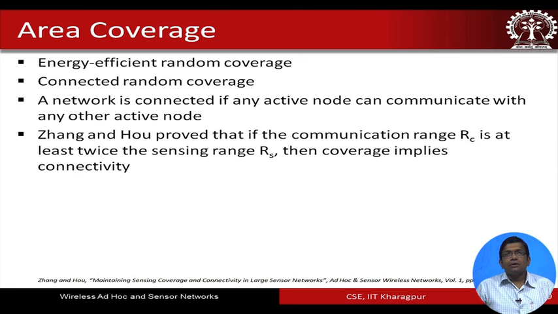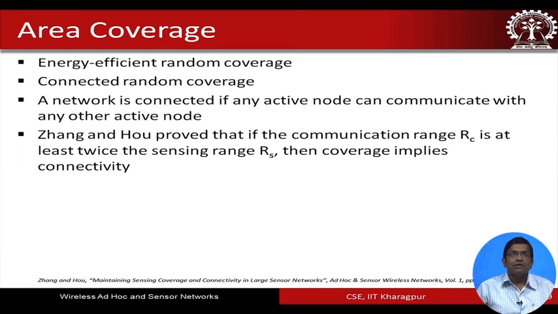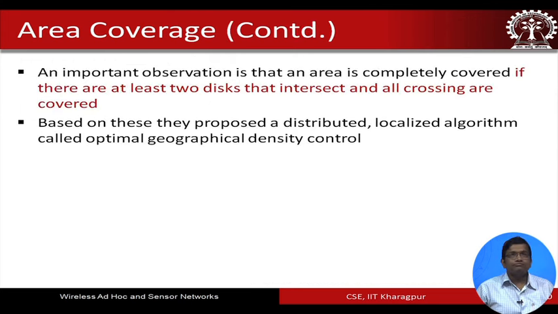So, this reference is given. There is a very important paper which was published in Ad Hoc and Sensor Wireless Networks in 2005 by two researchers of UIUC, Zhang and Hu. They have proved that if the communication range is at least twice the sensing range, then coverage implies connectivity. This is the result that I have already spoken about in one of the previous slides, and the proof is there in this particular reference.